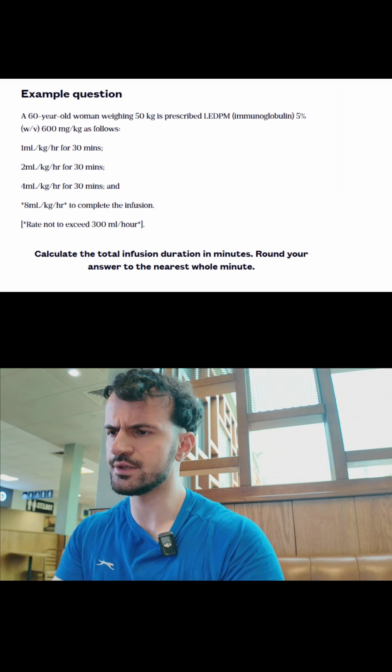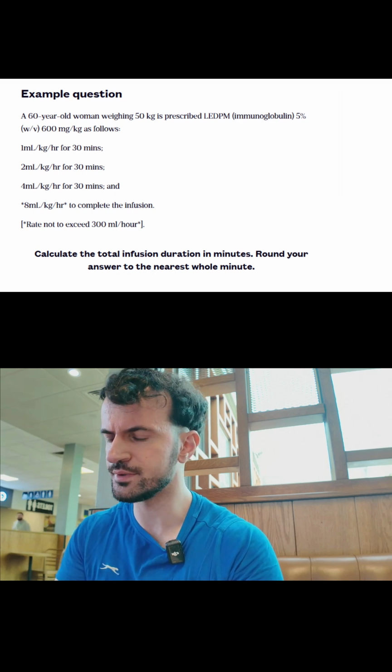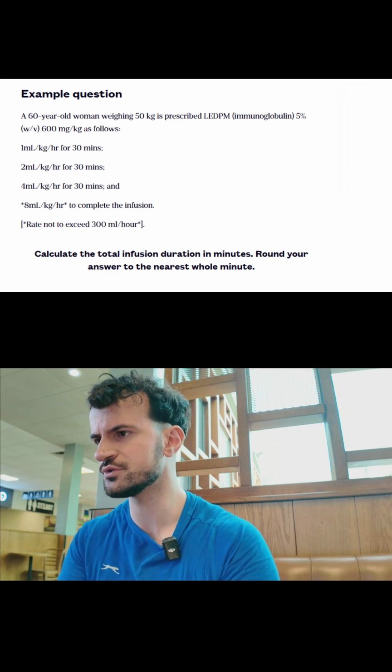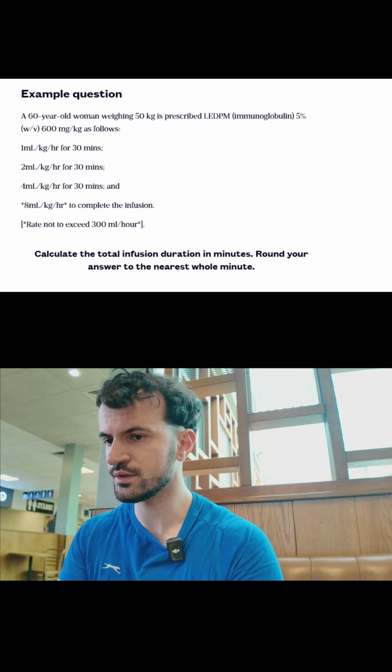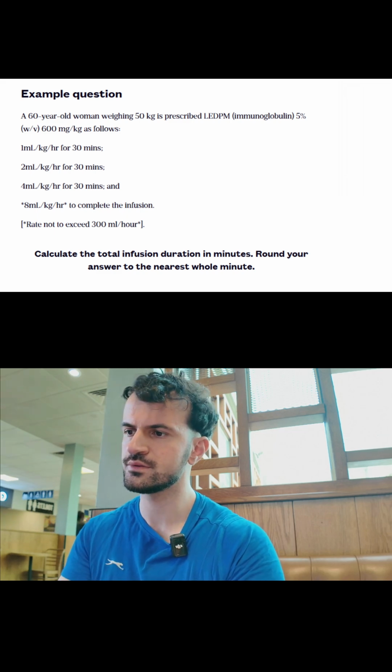So 5 grams per 100 mL, and 30 grams, that would be 600 mL in total. So that would be your total infusion volume, 600 mL, right?